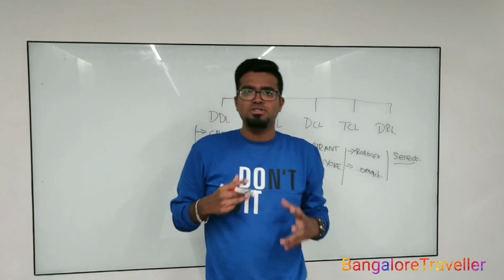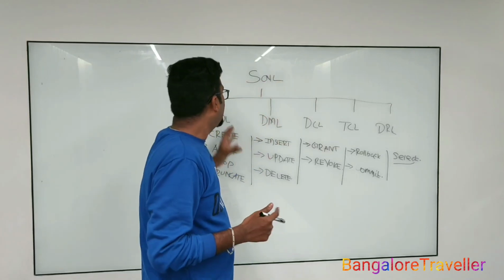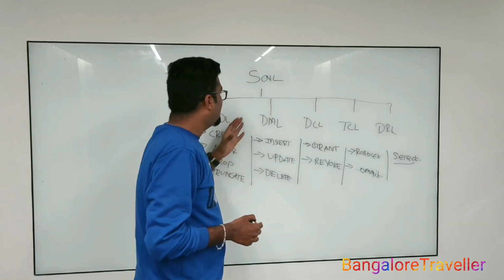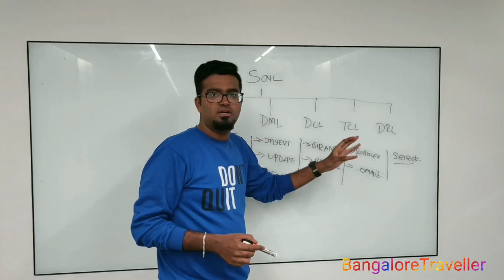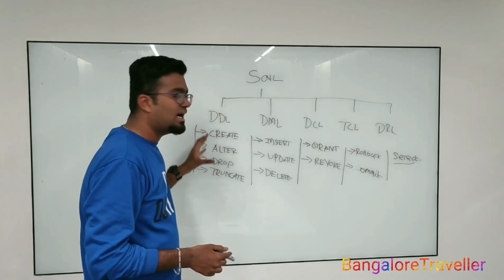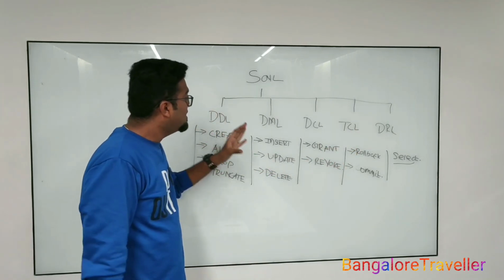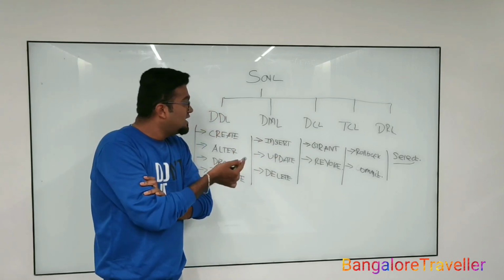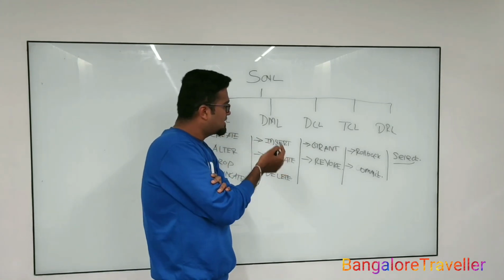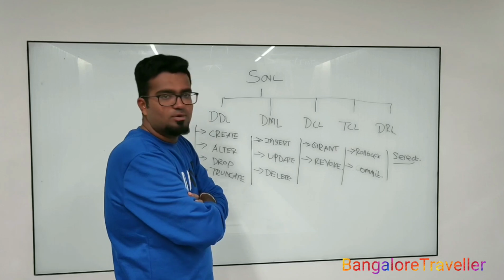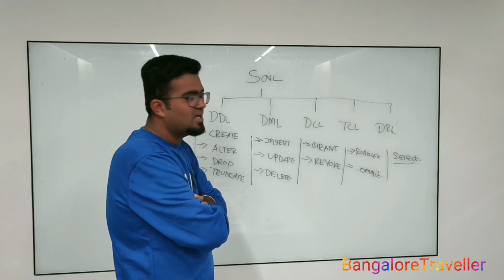So let me conclude this session. SQL has multiple statements: DDL, DML, DCL, TCL and DRL. Under DDL we have create, alter, drop, truncate. Under DML we have insert, update, delete. Under DCL we have grant, revoke. Under TCL we have rollback, commit. Under DRL we have select.